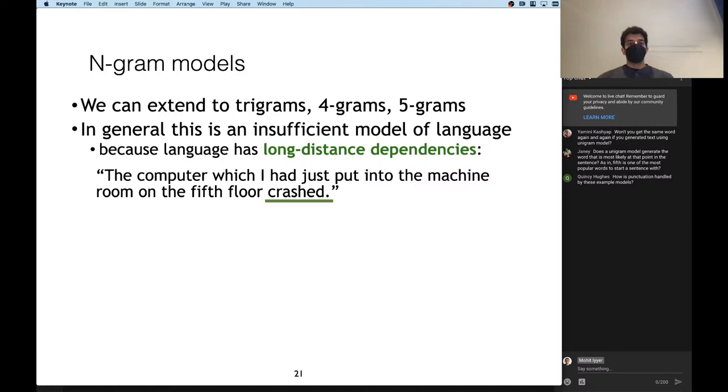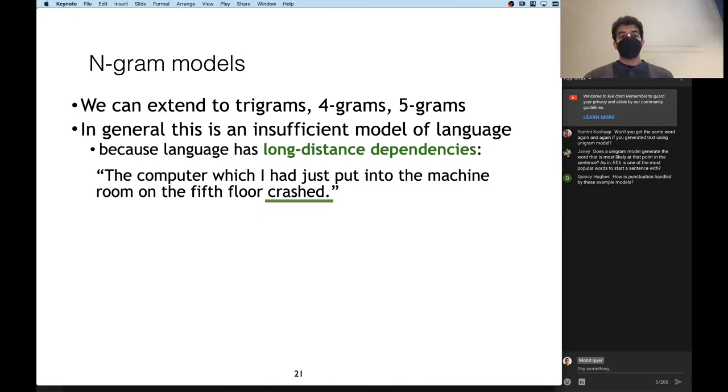So we talked about n-gram models. We know that these are limited language models, because even if I have a 10-gram model, it's not going to be able to handle long-distance dependencies. For example, take the sentence, "The computer, which I had just put into the machine room on the fifth floor, crashed." Here, crashed is referring to the word computer, which occurs a lot of words before crashed. There's a whole clause inserted in the middle of this sentence. So any model, like a trigram, 4-gram, or 10-gram model, is not going to have access to the word computer. And so its prediction of the word crashed is probably going to be much lower than it would be if it had computer in the prefix.